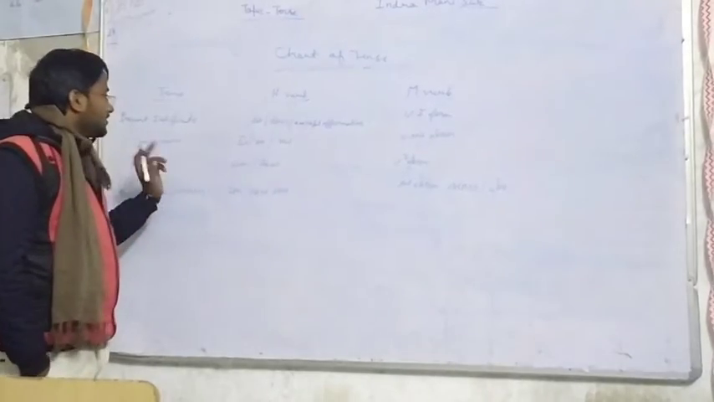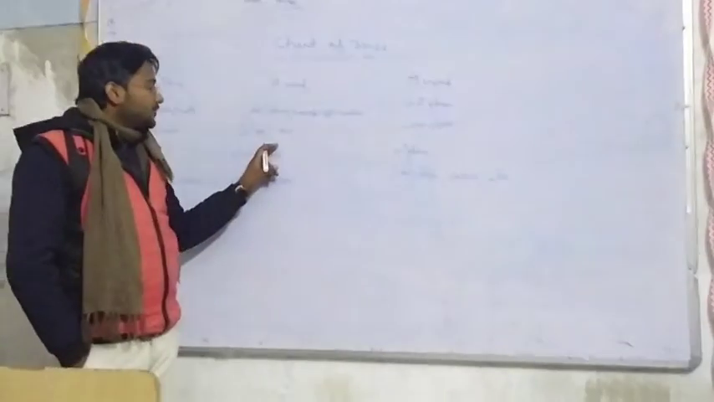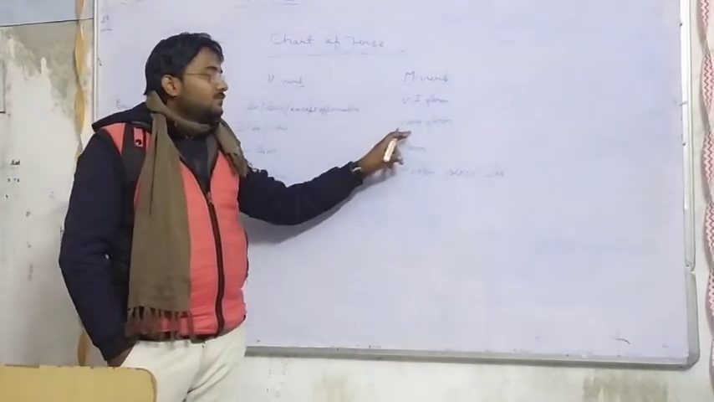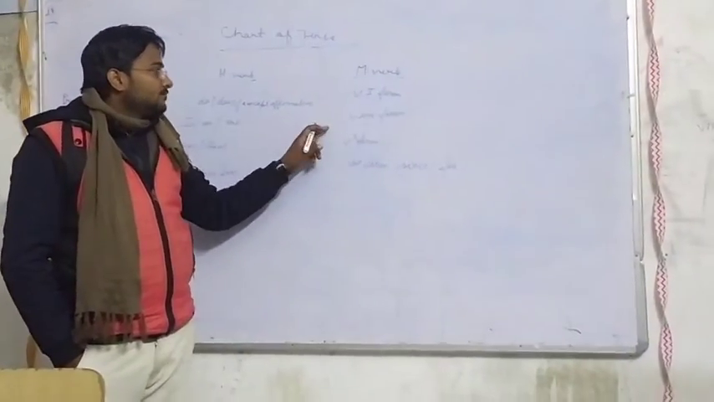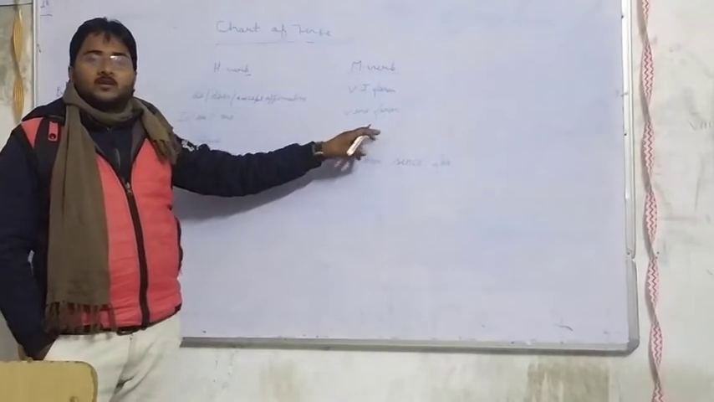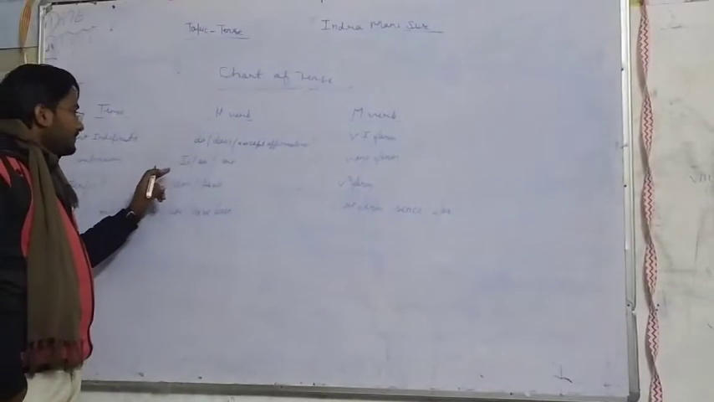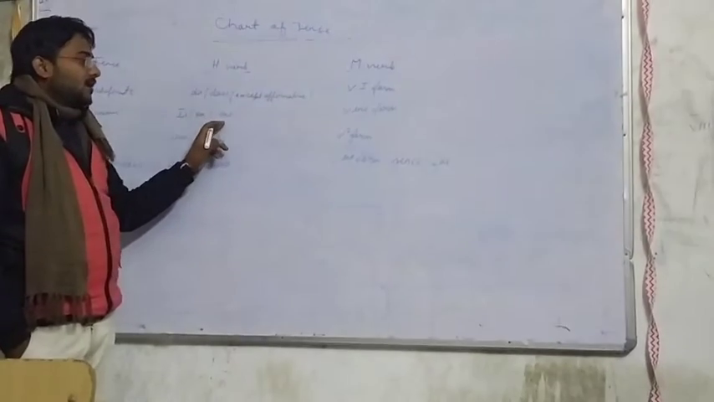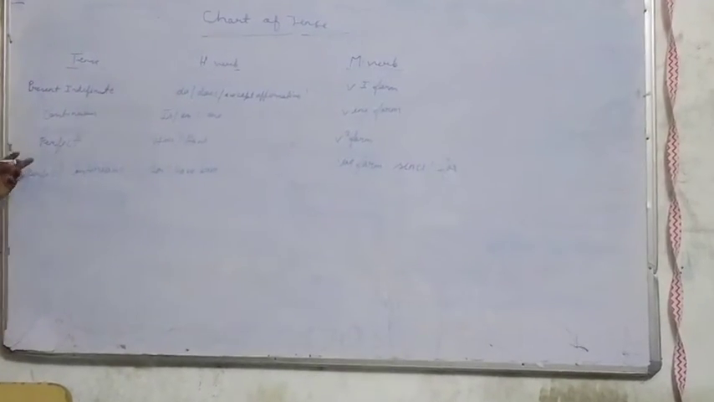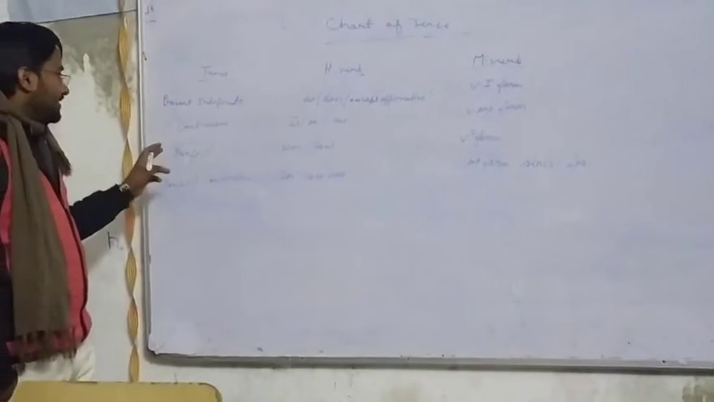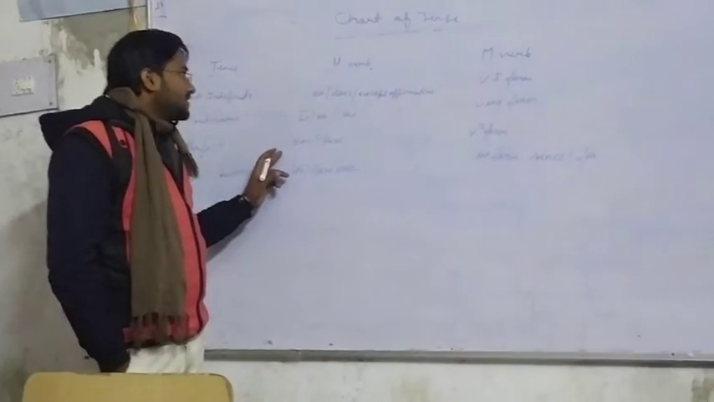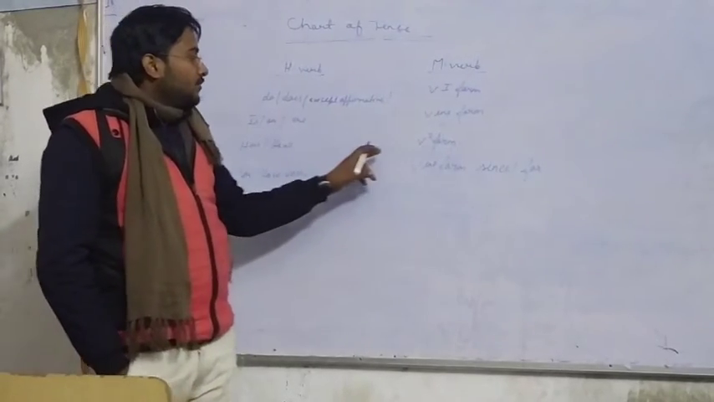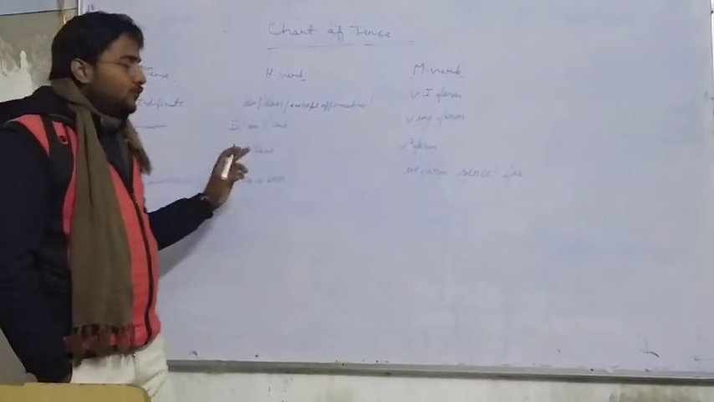And in present continuous tense we use helping verb is and are, and verb in ing form. Means main verb we use verb in ing form, is for singular and for I, and are for plural. And after that, present perfect tense. In present perfect tense we use helping verb has and main verb in third form.